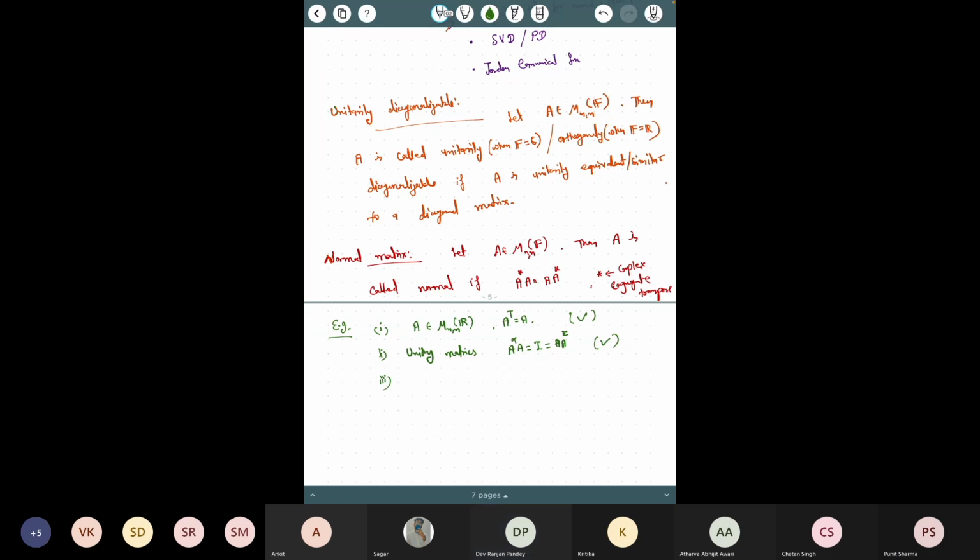Hermitian matrices. If you have Hermitian matrices, that means they satisfy A star is equal to A. So they are also normal. What else?